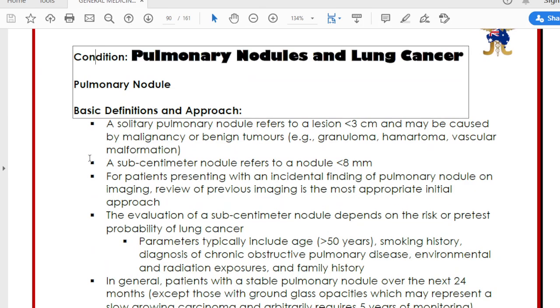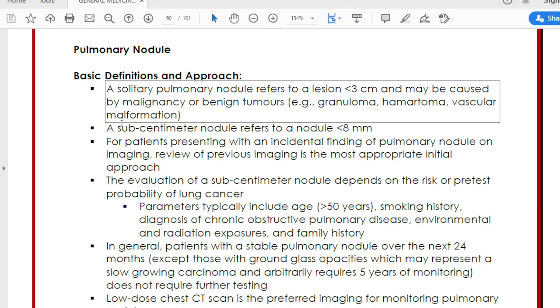Condition: pulmonary nodules and lung cancer. Pulmonary nodule basic definitions and approach. A solitary pulmonary nodule refers to a lesion <3 cm and may be caused by malignancy or benign tumors, example granuloma, hamartoma, vascular malformation. A subcentimeter nodule refers to a nodule <8 mm.